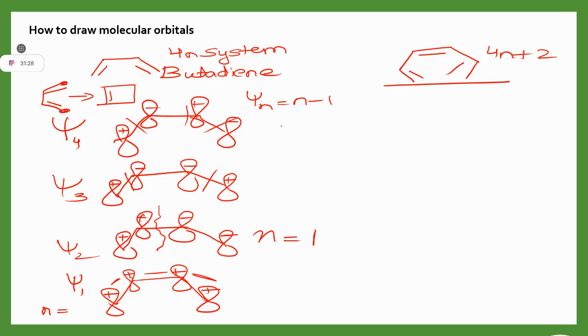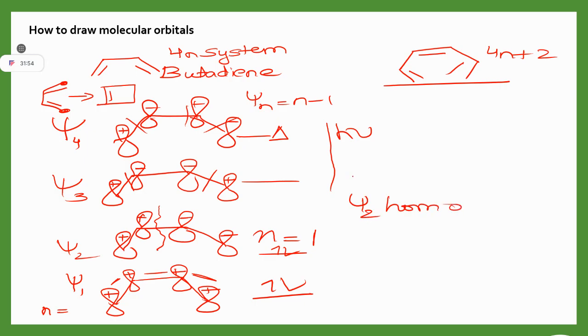Now you should know there are two conditions possible. One is thermal, one is photochemical. Under thermal condition, since butadiene has 4 pi electrons, correct? One, 2, 3, 4. Under thermal condition, for butadiene, psi 2 is the HOMO.